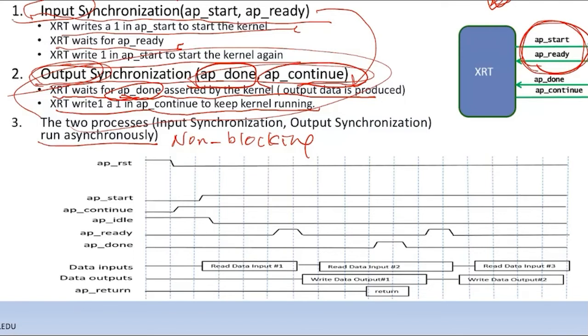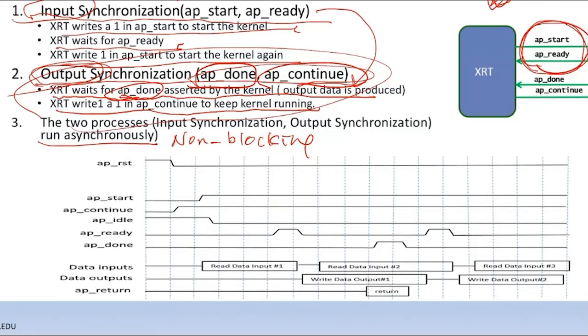If you have only a single buffer, then you have to make sure you already transferred to host memory before the kernel can generate new output. To overcome that, if you have multiple buffers, it makes the design much easier. So in this case, AP continue is asserted when the output buffer is not full, right? Right, that's right.